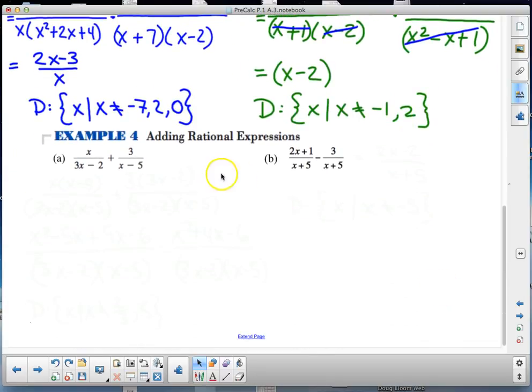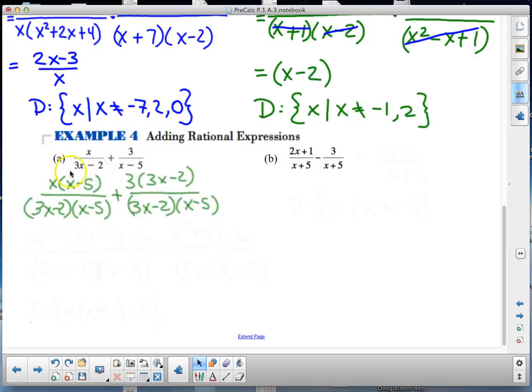Now, adding rational expressions. Remember, when I add rational expressions and they're different, I've got to multiply to find my like denominator. So I'm going to multiply this one by x minus 5 over x minus 5, and this one by 3x minus 2 over 3x minus 2. So able to get that done, x minus 5 over x minus 5, 3x minus 2 over 3x minus 2, and we have the same denominator.